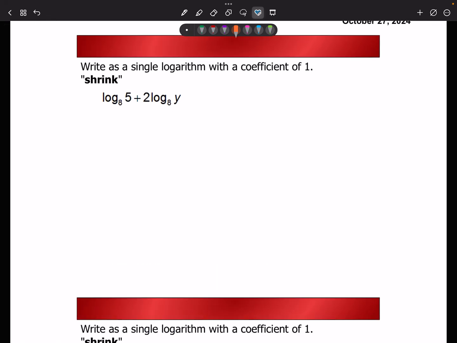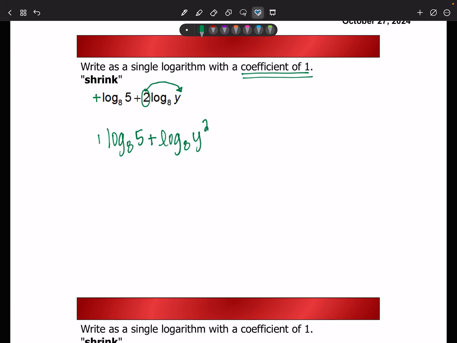Now we're going to combine the 2 ideas. So before we actually combine and make our single logarithm, we're going to have to make sure that we've got that coefficient of 1 first for each of our logarithms. So on the first one, we have a coefficient of 1, but on the second one, we have to take this 2 and move it to the exponent. So we have log base 8 of 5 plus log base 8 of y squared.